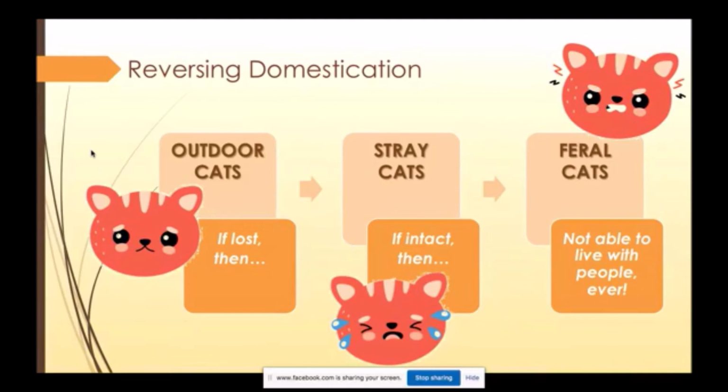If you start with an outdoor cat and that cat gets lost, doesn't find its way home, then it becomes a stray cat. If that cat is intact, meaning it wasn't spayed or neutered, then it's able to have babies. And those babies are feral cats because they've never been exposed to people. And if they're not around people within the first 8 weeks, they'll never be able to live with people. So it takes a long time to domesticate an animal, but it's a fairly quick process to do the reverse and cause a lot of damage.